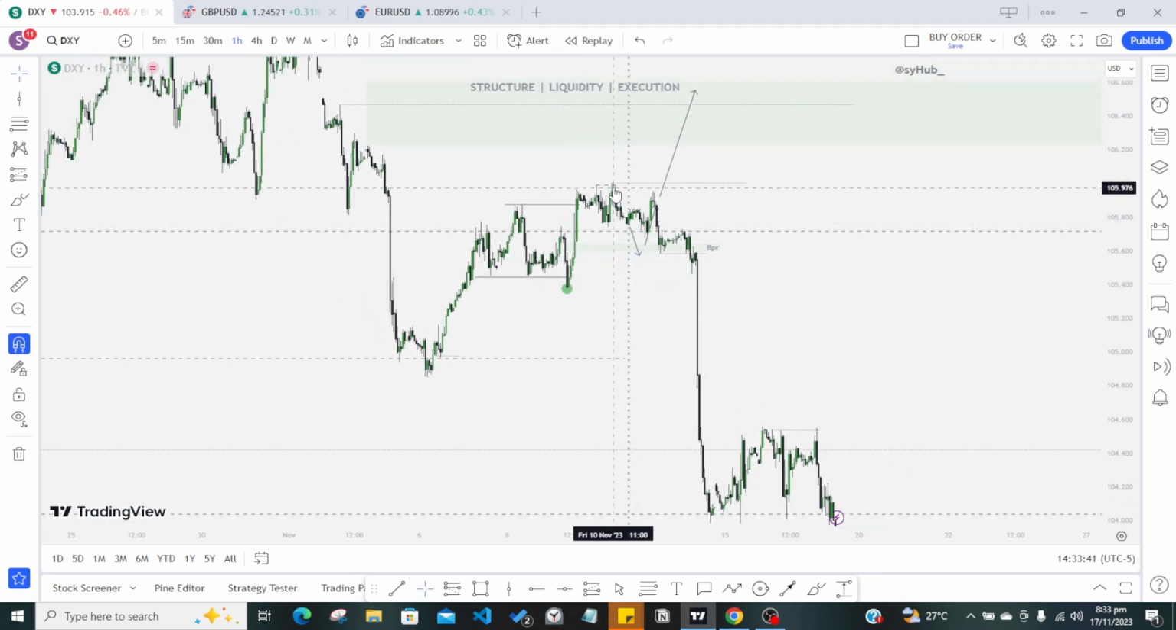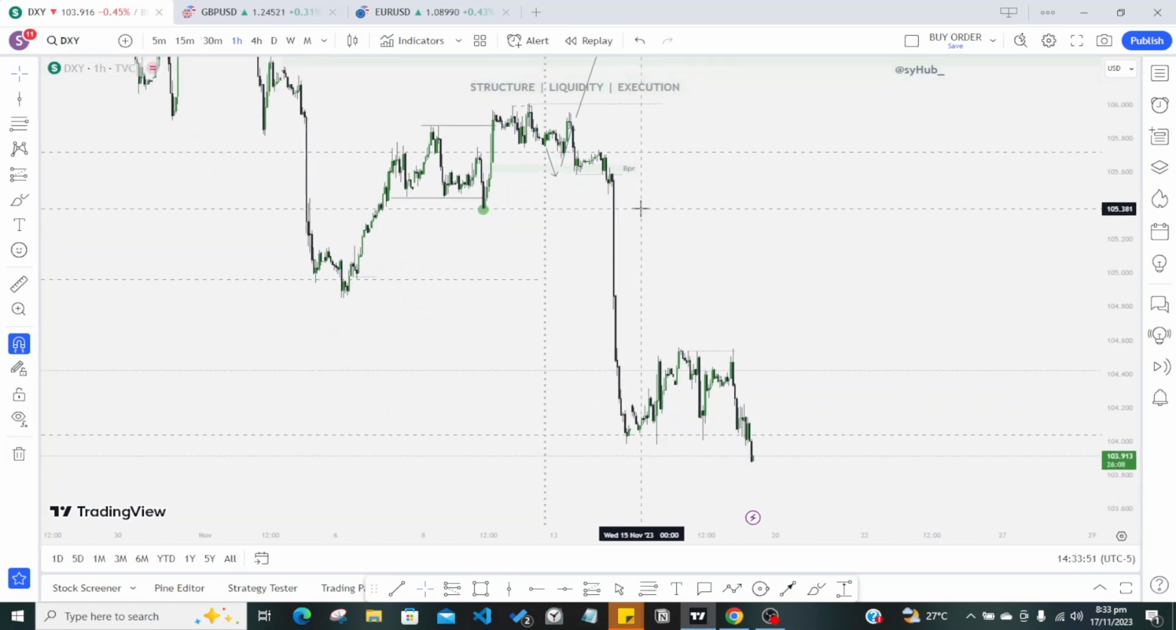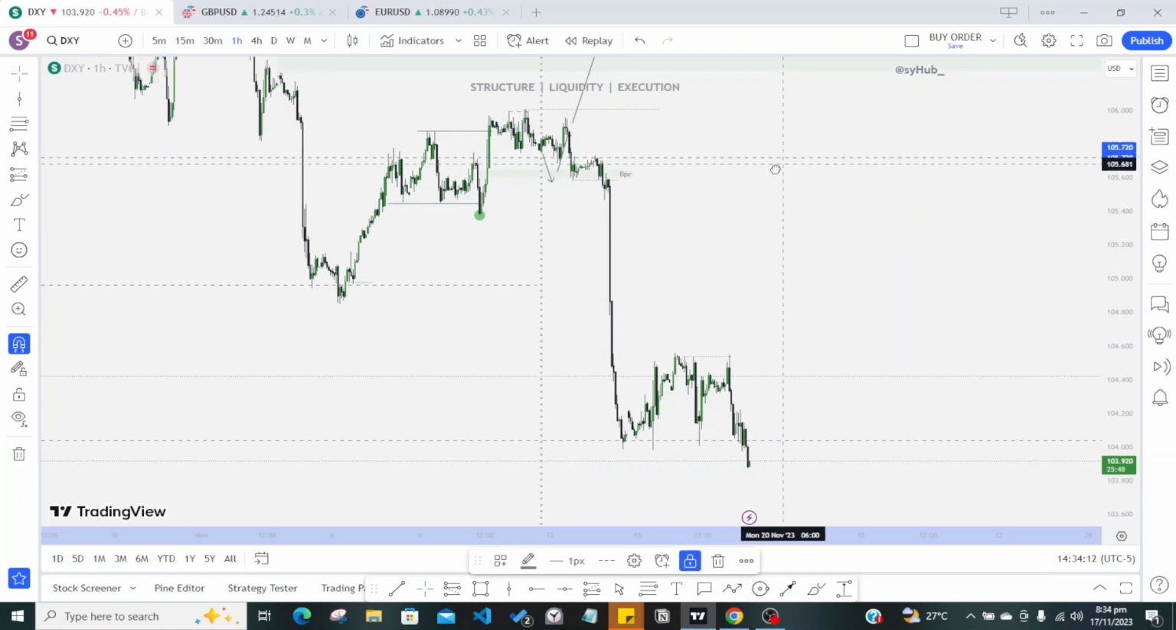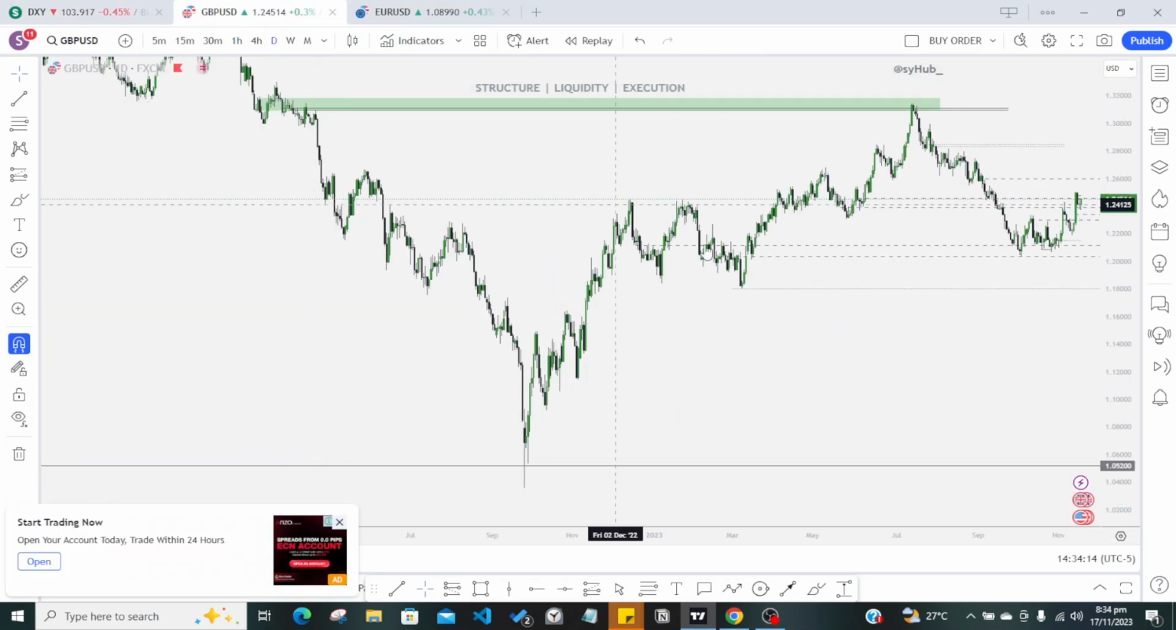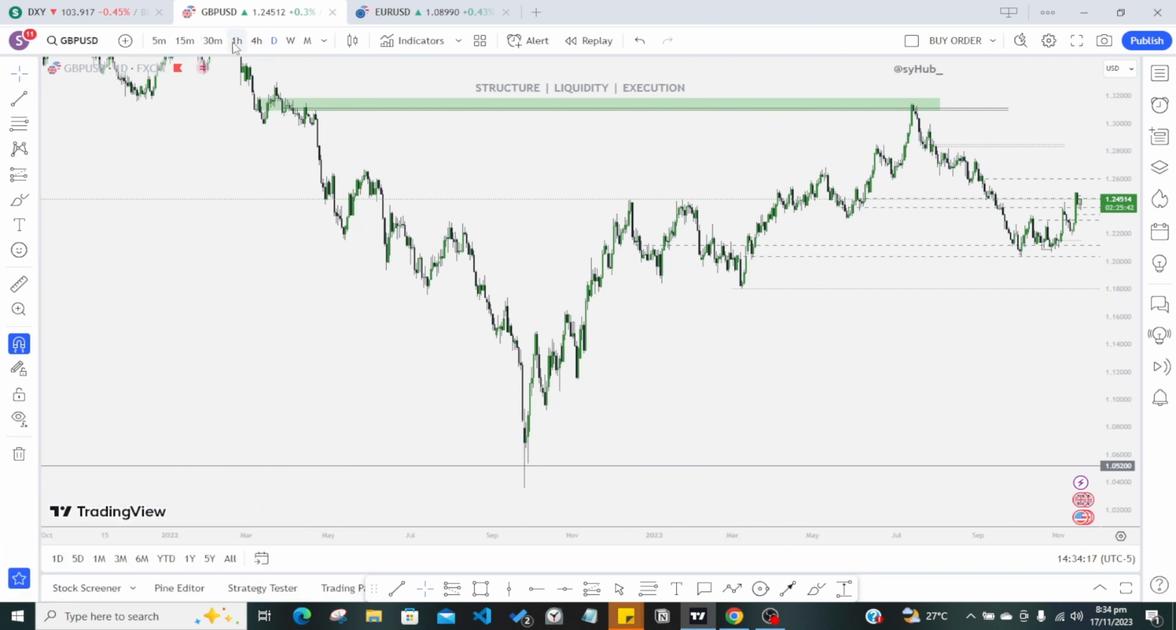We saw a sweep on Monday, then a manipulation movement up. Since then, the CPI release was bearish on the dollar, so we saw this huge displacement down into this higher time frame key level, and since then price has been consolidating. But the overall direction for the week was downward. Since the dollar was weak, we were expecting GBP USD and Euro USD to be bullish, to have an uptrend movement. Now let's go into GBP USD and see what price did this week.